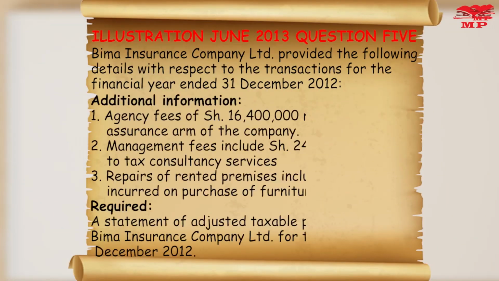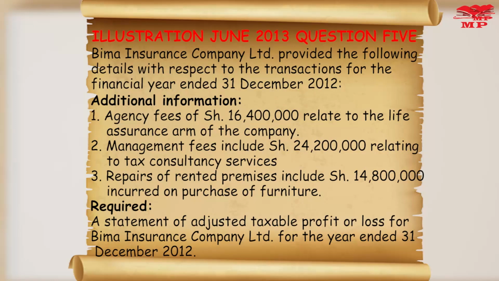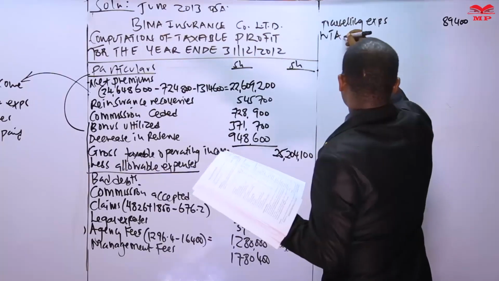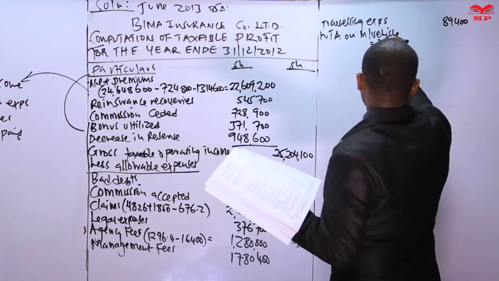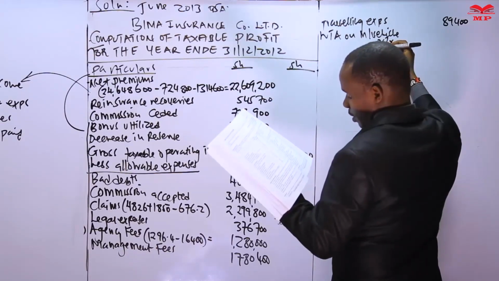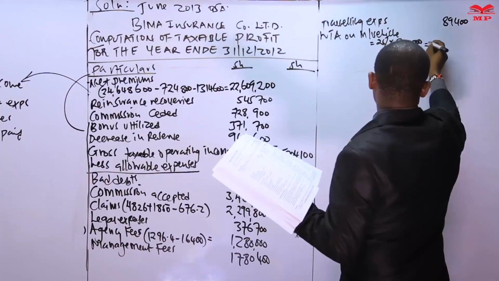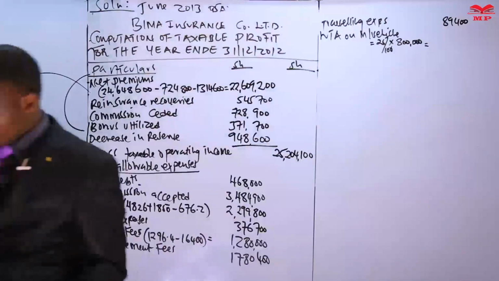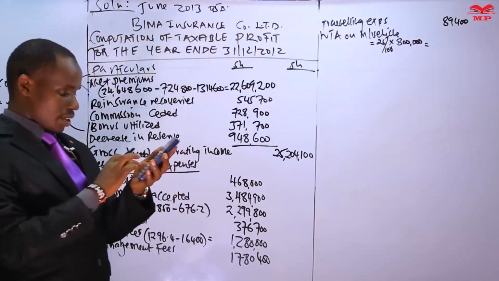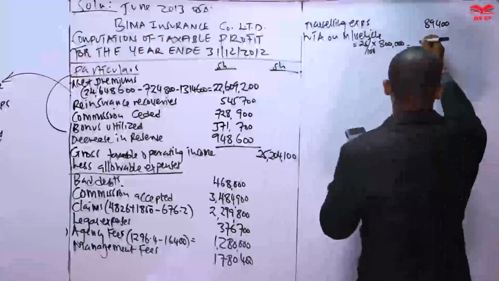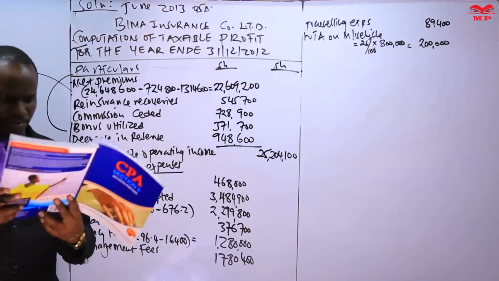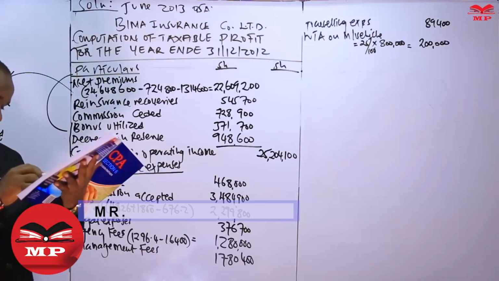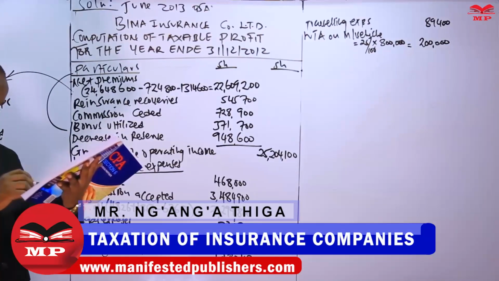The other allowable cost that we have is here. We have bought a motor vehicle, and for this motor vehicle we have WTA. So WTA, we enter allowance on motor vehicle, and motor vehicle we enter at a rate of 25%. So 25% times 800,000, you get 200,000. Then any other allowable cost? We don't have any other allowable expense.